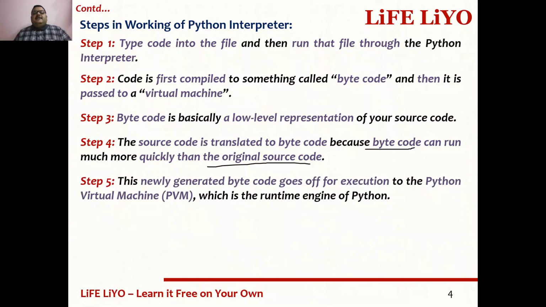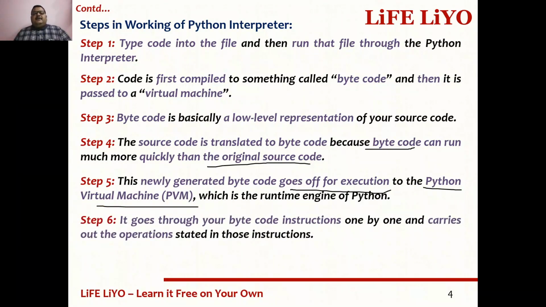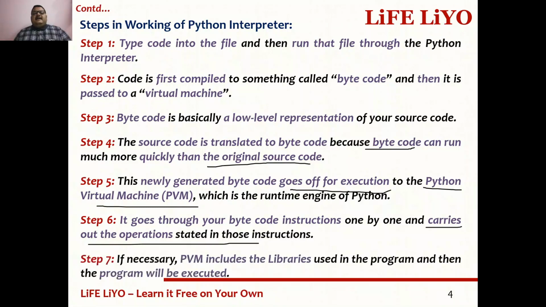Then the newly generated bytecode goes for execution. So who is going to execute? The Python virtual machine. It goes through the bytecode instructions one by one and carries out the operations. At the end, any libraries that we mentioned earlier will be included. And if no errors are there, then the program will be executed. These are the 7 important steps in the working of the Python interpreter.